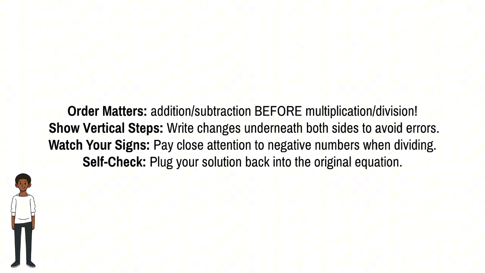So to wrap up, whenever you face a two-step equation, follow this exact sequence. Step 1. Add or subtract to clear the constant term. Step 2. Multiply or divide to isolate the variable. Write your work clearly in vertical columns. Pay close attention to your positive and negative signs. And always take 10 seconds to plug your answer back in to verify it.